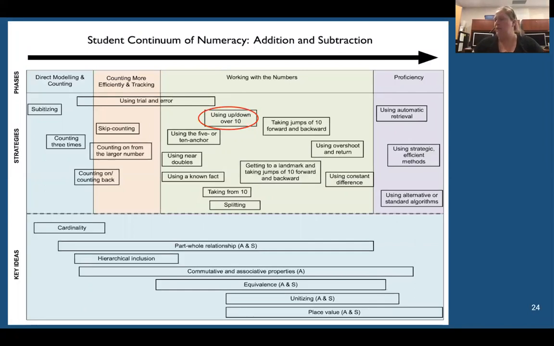Again, I don't have a video of a student doing this, but if they were using up over 10, they would keep one of the numbers whole and work with breaking up just the other number. So with up over 10, there's usually two ways to do it, because they can keep either one of the numbers whole. So which one should I do? Should I keep the 6 or keep the 8?